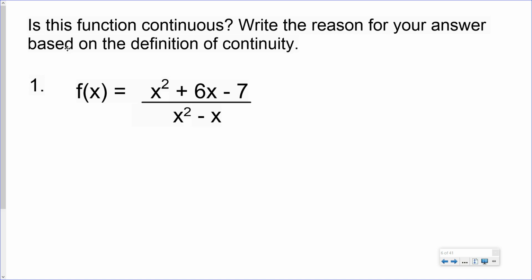Okay, guys, you ready? Here we go. Let's go ahead and do this problem. There's something similar to this on the test.